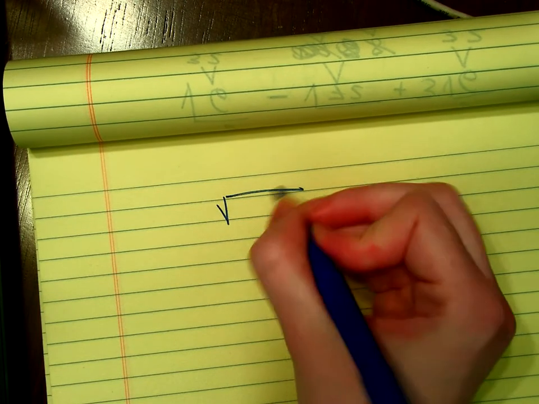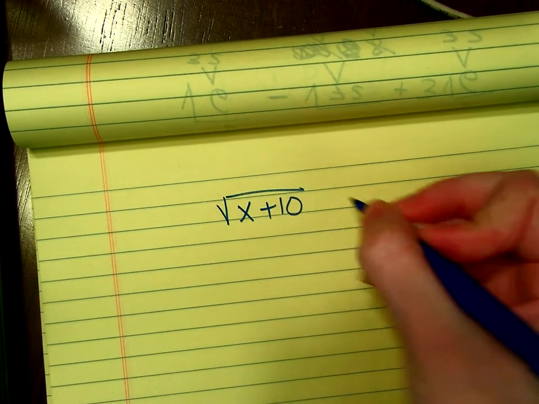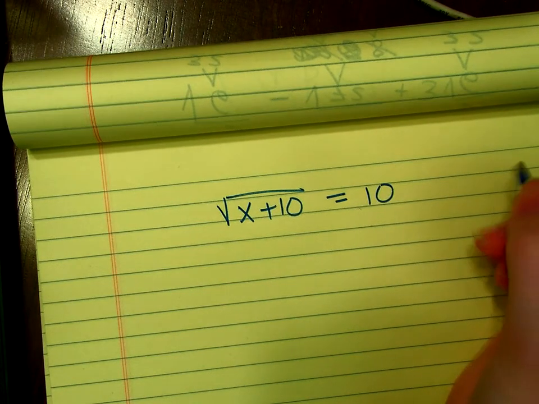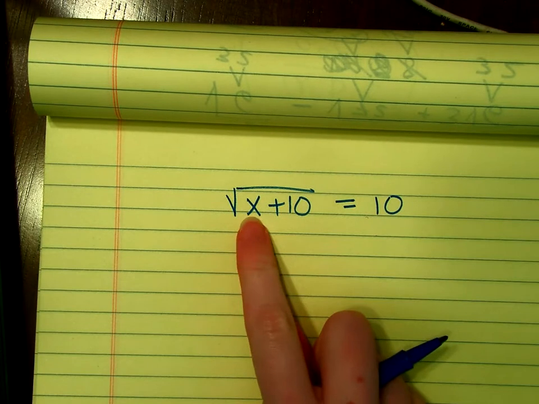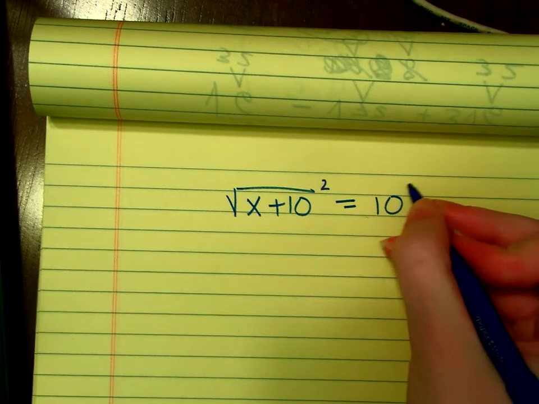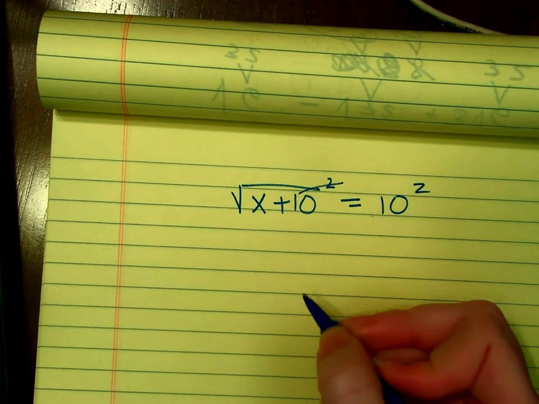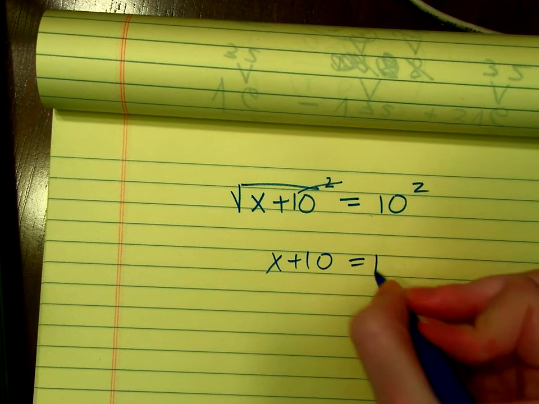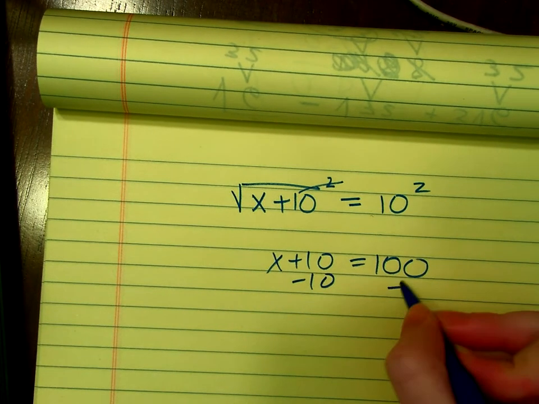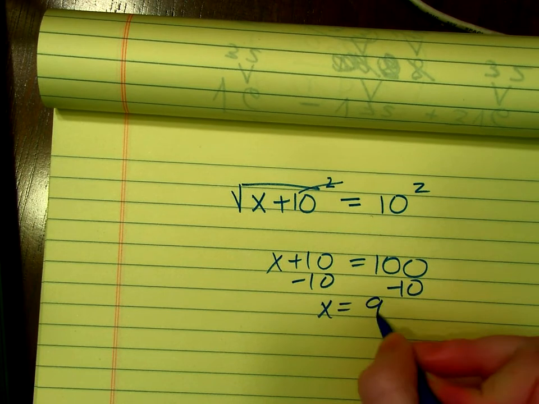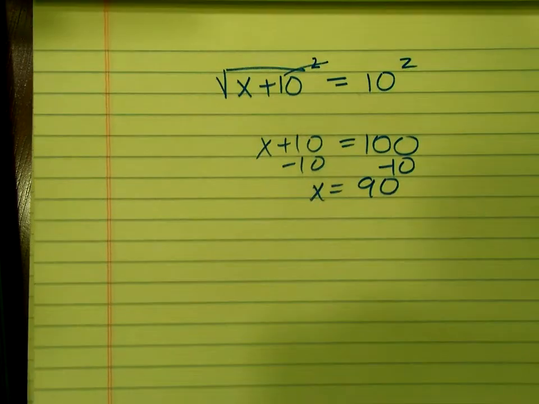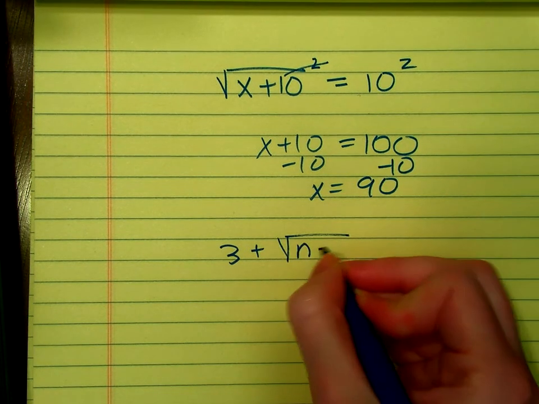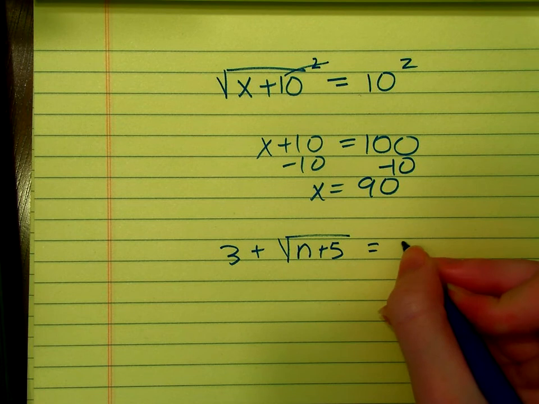If I have root x plus 10 equals 10, let's say. The idea is I need to get rid of the square root. So I square both sides to get rid of the square root. Squaring and square roots are opposites of each other. So now I've got x plus 10 equals 100. Subtract 10, subtract 10. I've got x equals 90. And I'm done.